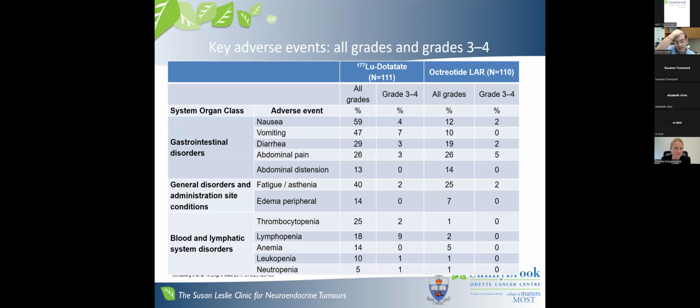What did we see with toxicity here? Well, as I mentioned, we still did see some nausea and vomiting, but I will say that these rates have come down as we continue to develop amino acids, lower rates than what we saw in the Erasmus experience. There was some diarrhea and abdominal pain, and that is to be expected, especially with octreotide LAR. There's actually more in the octreotide LAR arm than in the lutetium alone arm, or lutetium plus octreotide arm, pardon me. And then when it came to blood or lymphatic disorders, we saw some thrombocytopenia and some lymphopenia.